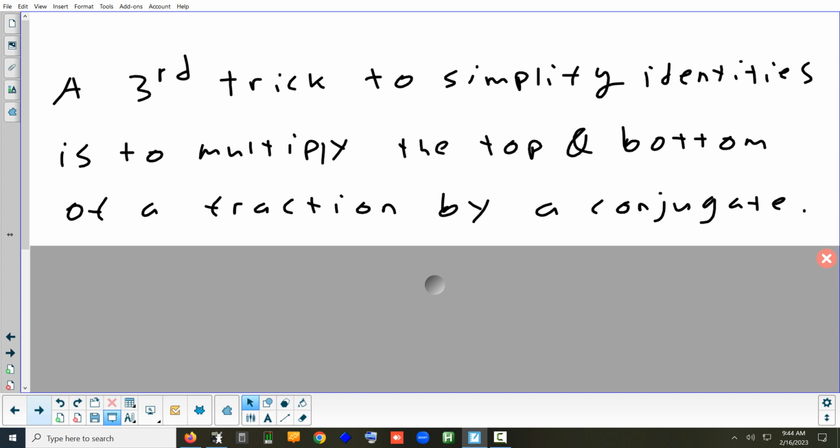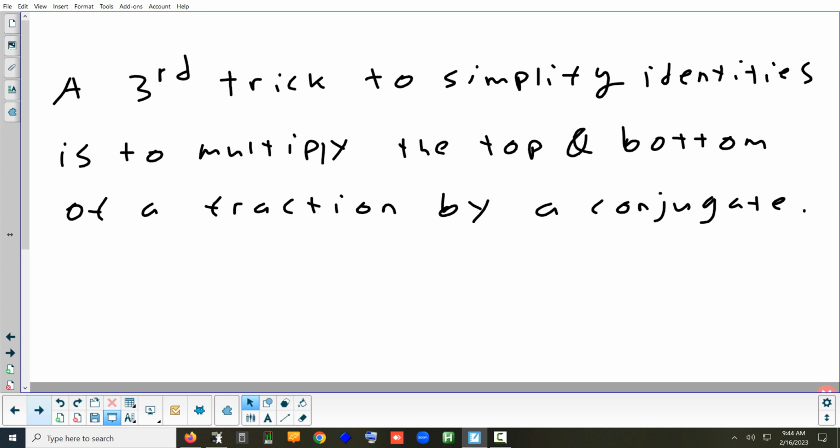So the first trick we have is changing to sines and cosines. We're going to use that a lot. The second trick we have is writing with a common denominator. And the third trick is to multiply by what's called the conjugate.